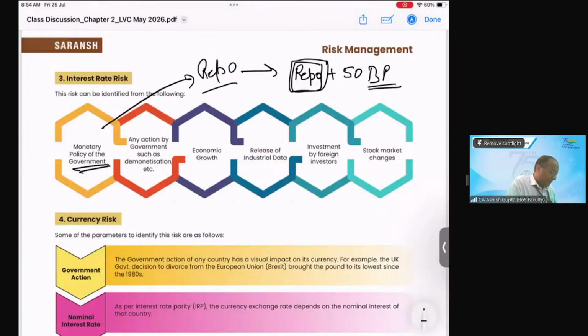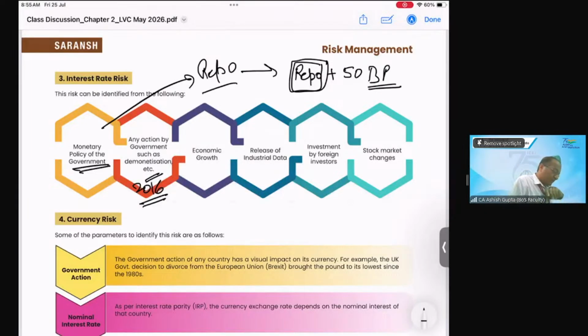Any action taken by the government, such as demonetization, is one of the prime examples. In 2016, when demonetization took place, bank interest rates became very volatile because there was a pumping of money into the market. At that time banks had huge deposits for lending, because too much deposit was there with the bank.